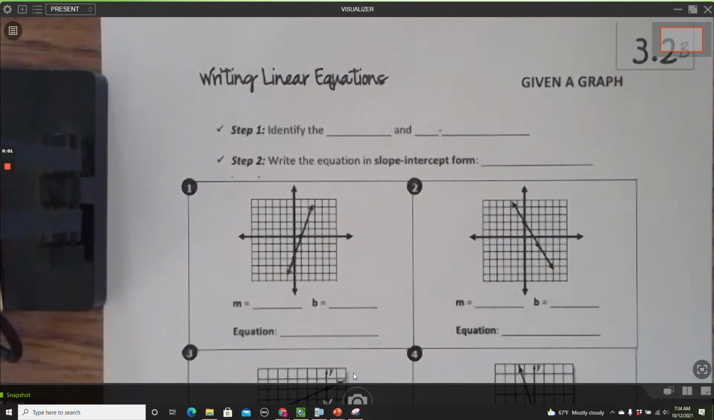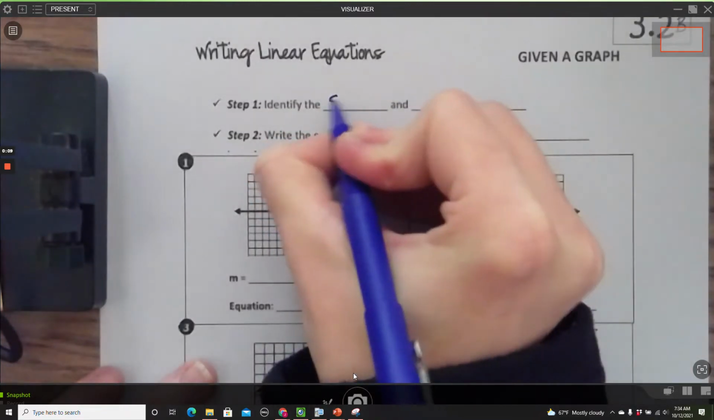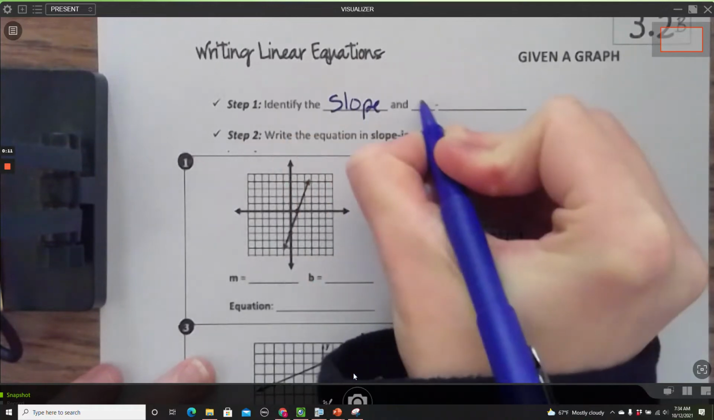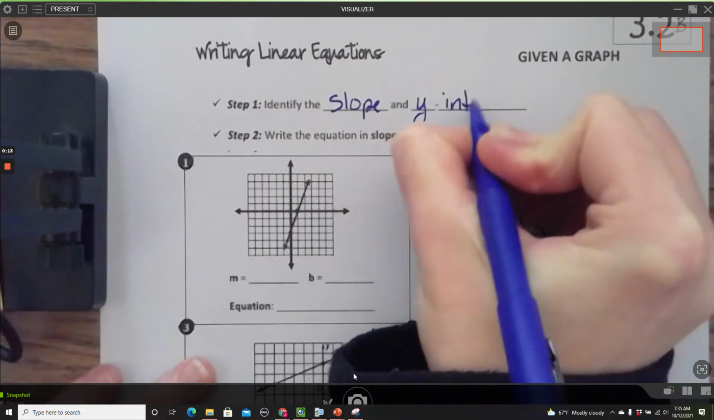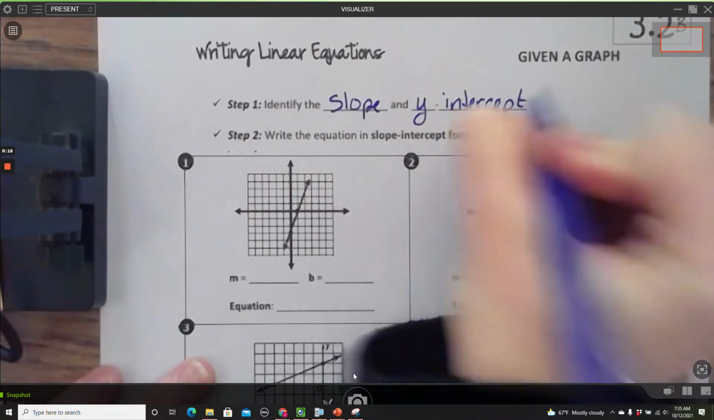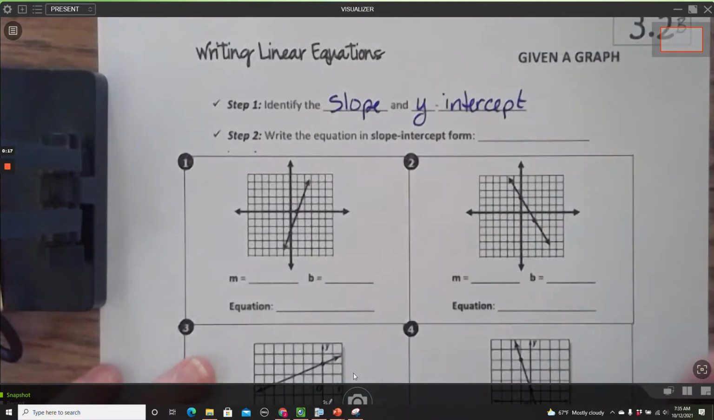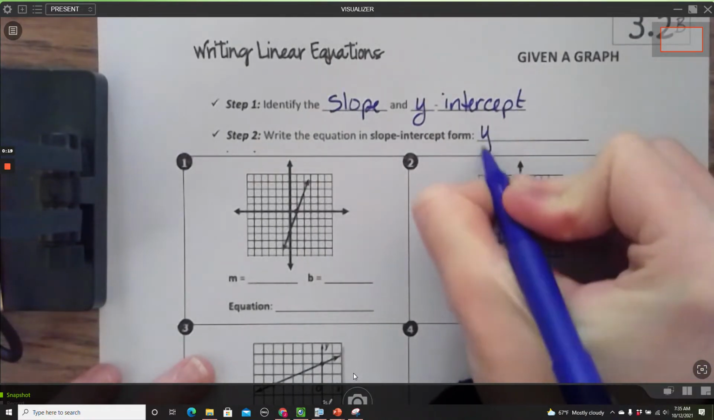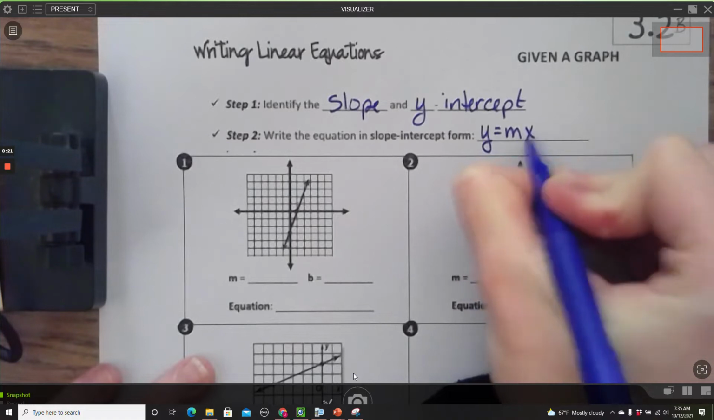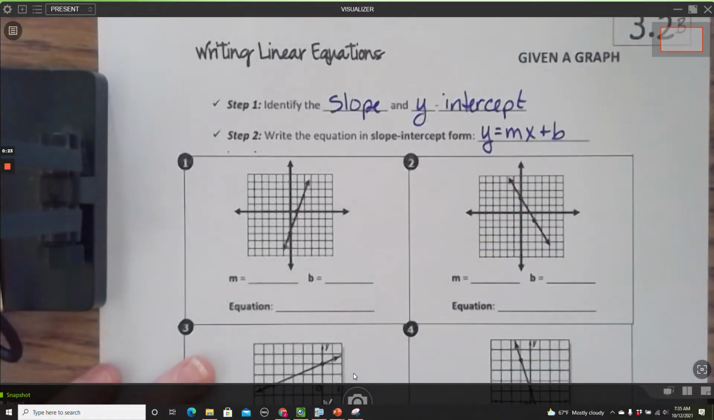This video is for the lesson 3.2b notes. We're still writing linear equations from a graph. So step one is to identify the slope and the y-intercept. And then step two is write the equation in slope-intercept form. And slope-intercept form is y equals mx plus b.